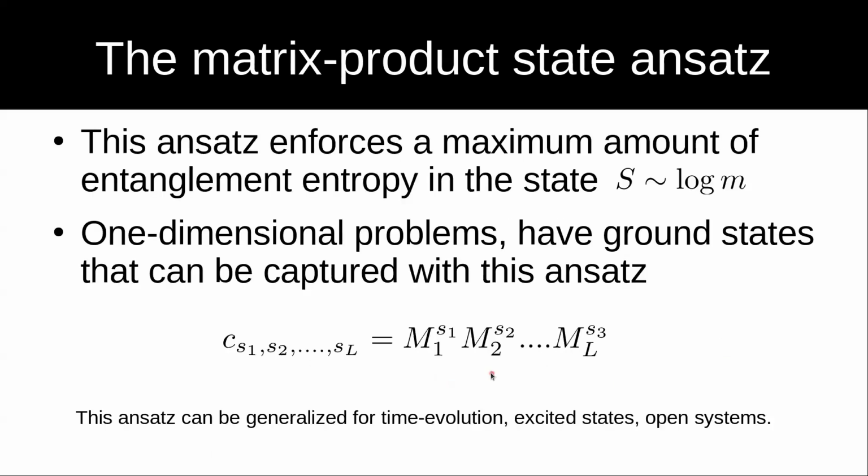So from a physical point of view, it is very important to note that this type of ansatz makes an assumption on the states that it's parameterizing. In particular, the assumption is that the states you are parameterizing have a limited amount of entanglement entropy. The maximal entanglement entropy that you can have in this state is effectively the logarithm of the dimension of your matrix. The reason why this ansatz works well in one-dimensional systems is because the ground states of one-dimensional systems have a very small amount of entanglement, and in particular an entanglement that is almost independent of the system size.